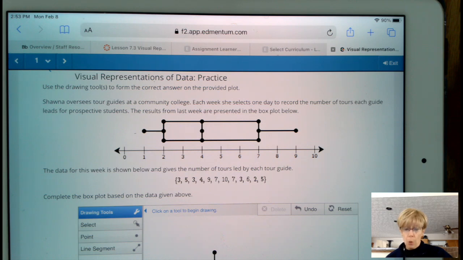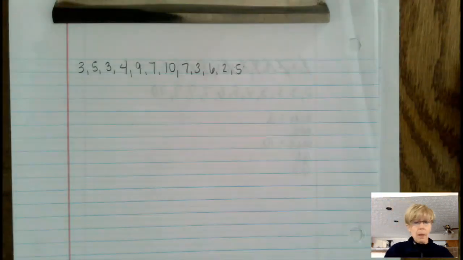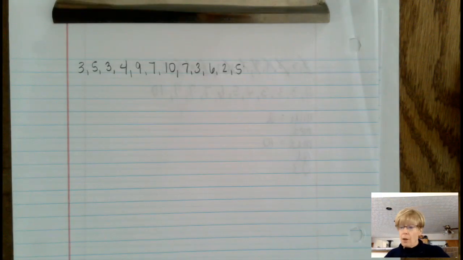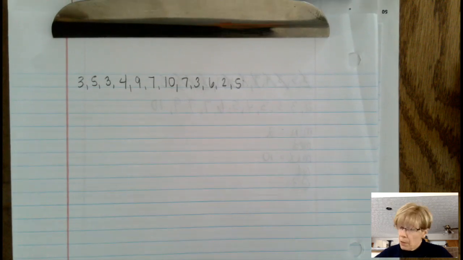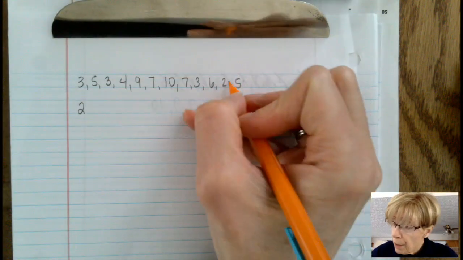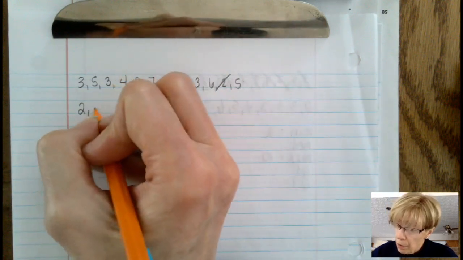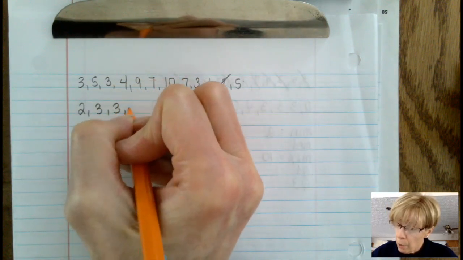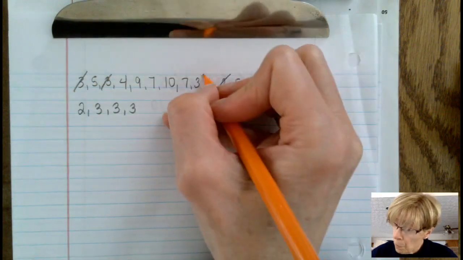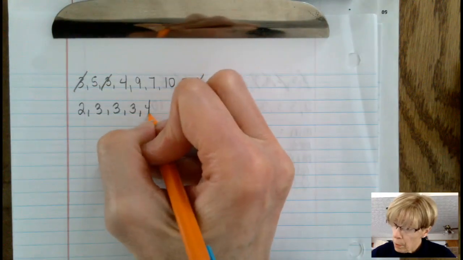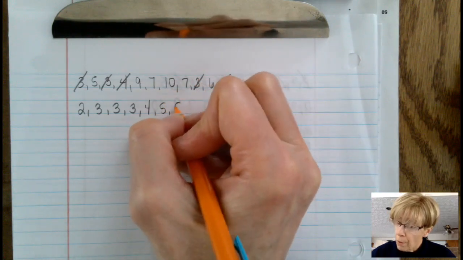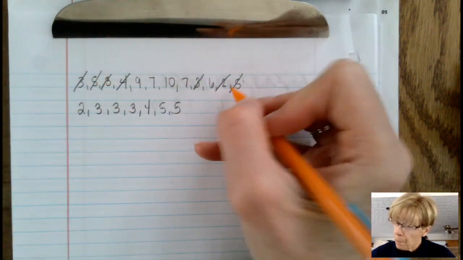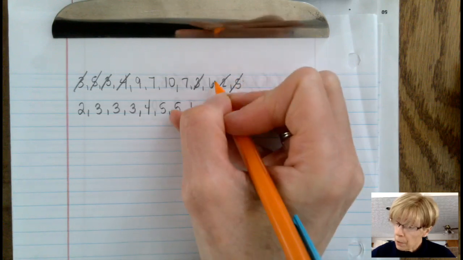I have it written down on my notebook paper already, and we want to list it. So our first value is 2. Then I see 3 3s, a 4, 2 5s, a 6, 2 7s, and then 9 and 10.